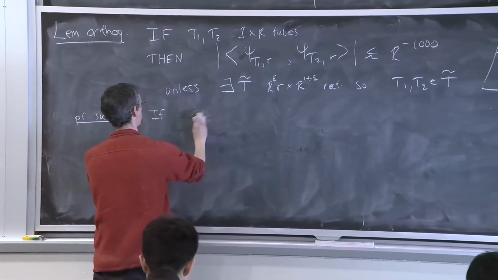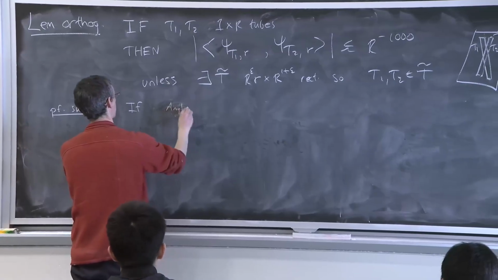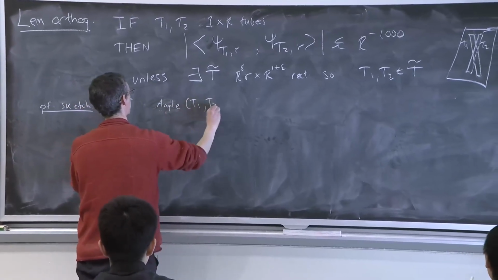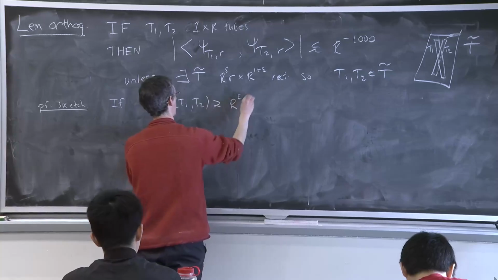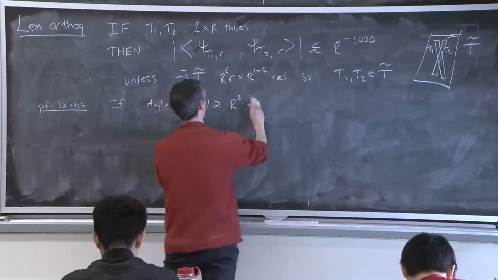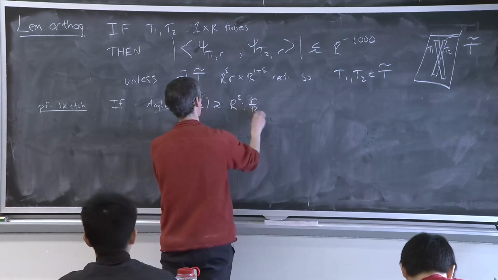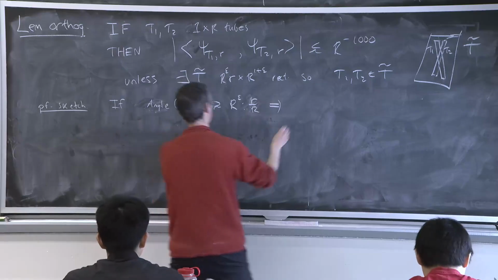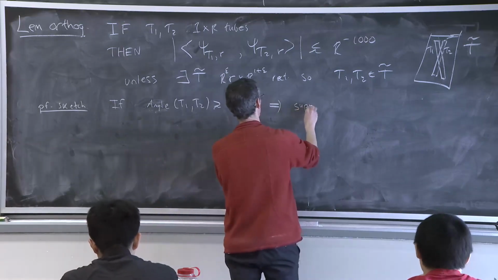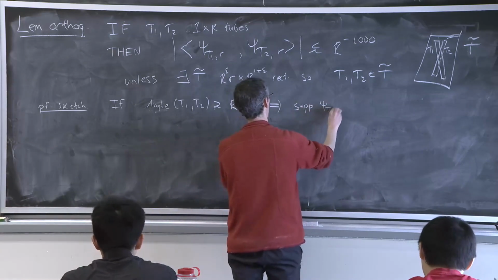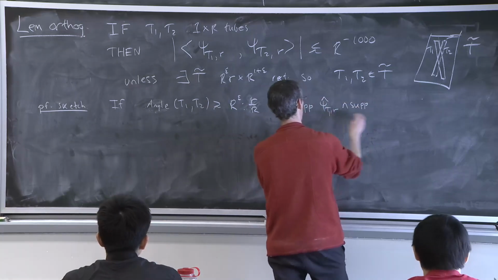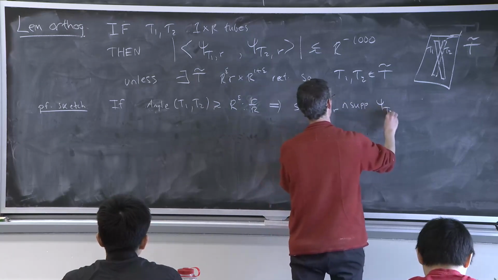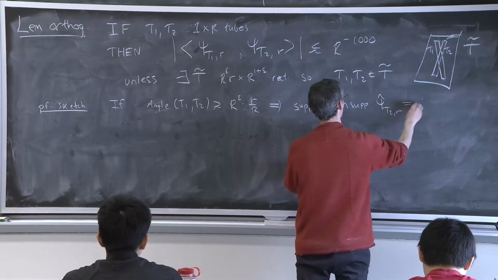If the angle between T1 and T2 is bigger than maybe r to the epsilon, 1 over r, or little r over big R, then the support of CTR hat intersected with the support of CT2R hat is empty.